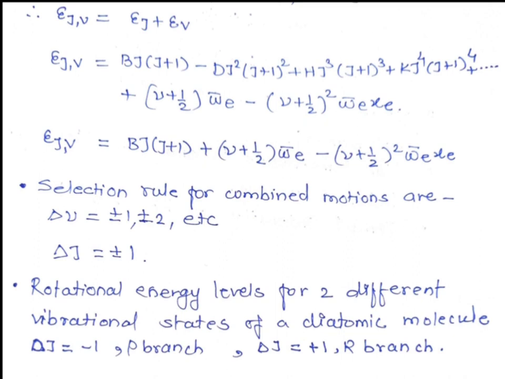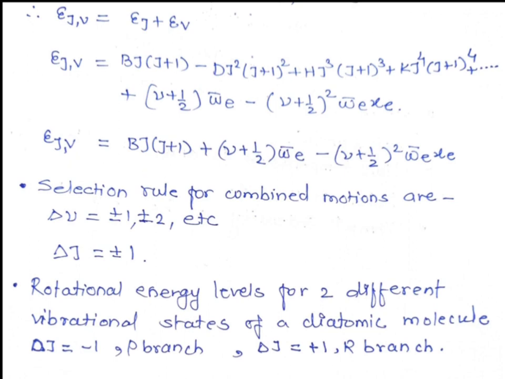So Ejv is equal to Bj(j+1). So I have written here Bj(j+1), and I have neglected all these terms because the distortion constants are very small as compared to the capital B. So I have neglected all the rotational constants except B. So D, H, K are the centrifugal distortion constants, and these are very small as compared to the capital B, the rotational constant. So they are removed from the equation.